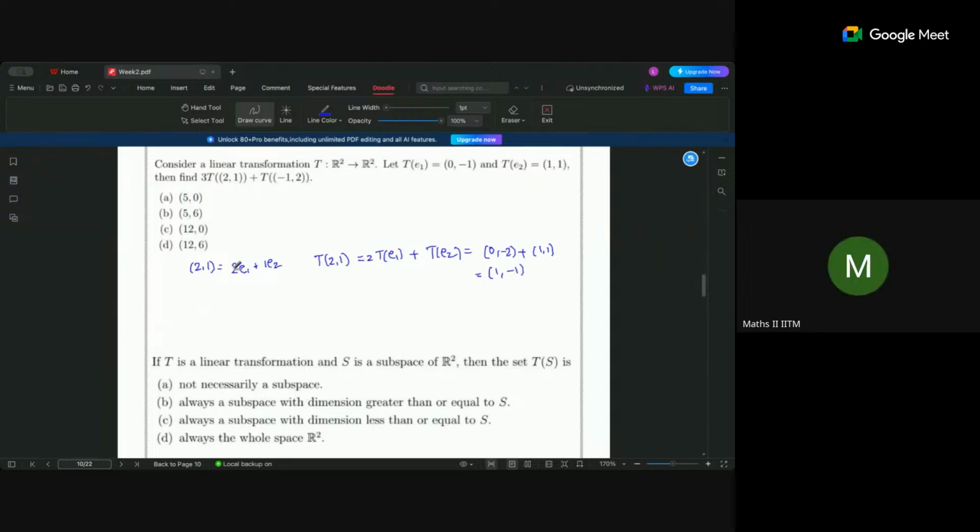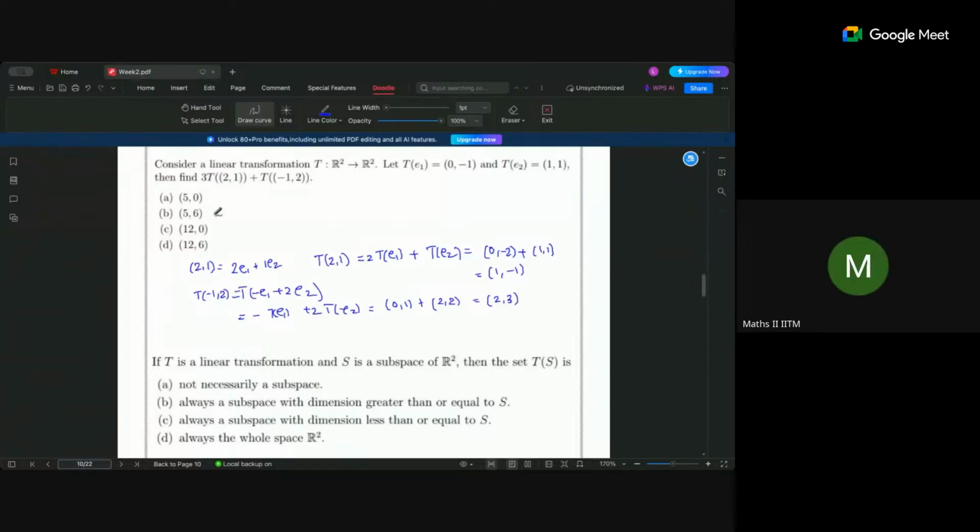So what about T of (-1, 2)? It is -1 times e1 plus 2 e2. So it is actually T of this, so -T of e1 plus 2 T of e2. So what's the answer? The answer is (2, 3). Is that correct? Did you all get the same answer?